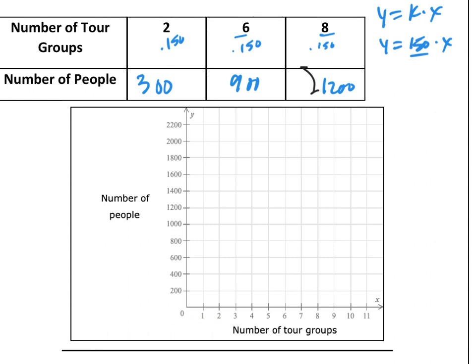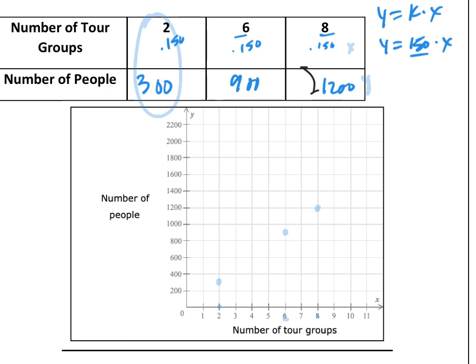Okay, so when we're graphing this now, remember this is our x and this is our y, right? So we're going to have 2 at 300. So that means we go 2 and 300, which would be right here. That's the point of 2 and 300. And then we have 6 and 900. So we come over to 6, and we go up to 900, which would be here. And then we have 8 and 1200. So we go on the 8, and we go up to 1200.